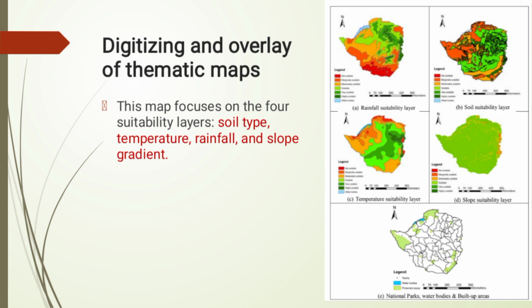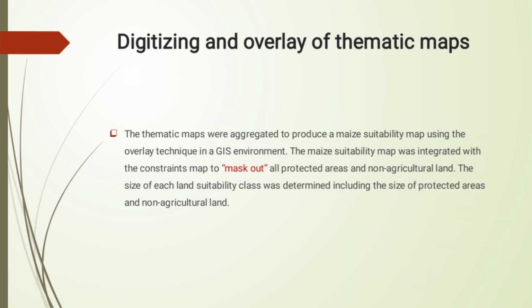Digitizing an overlay of thematic maps. These maps focus on the 4 suitability layers: soil type, temperature, rainfall, and slope gradient. The thematic maps were aggregated to produce a maize suitability map using the overlay technique in a GIS environment. The maize suitability map was integrated with the constraints map to mask out all protected areas and non-agricultural land. The size of each land suitability class was determined, including the size of protected areas and non-agricultural land.